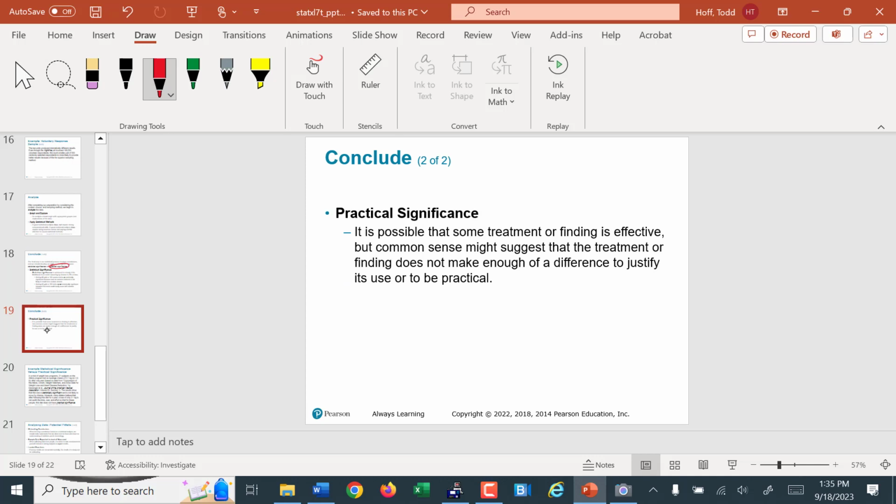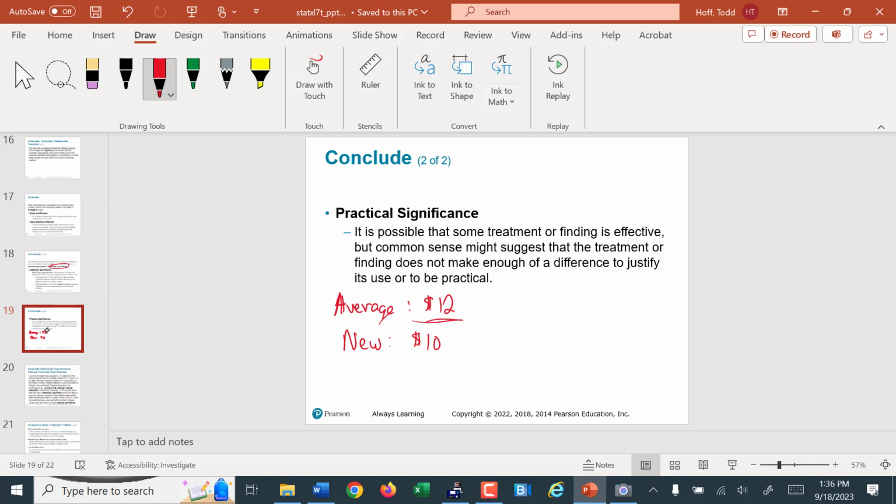Now, practical significance is not necessarily statistical significance. With practical significance, we might be looking at, is this enough of a difference to influence a consumer's decision making? So you might be looking at the price of a product. If you're looking at a new shampoo, if the price of shampoo on the market has an average price of $12 a bottle, and the new shampoo comes in at $10 a bottle.